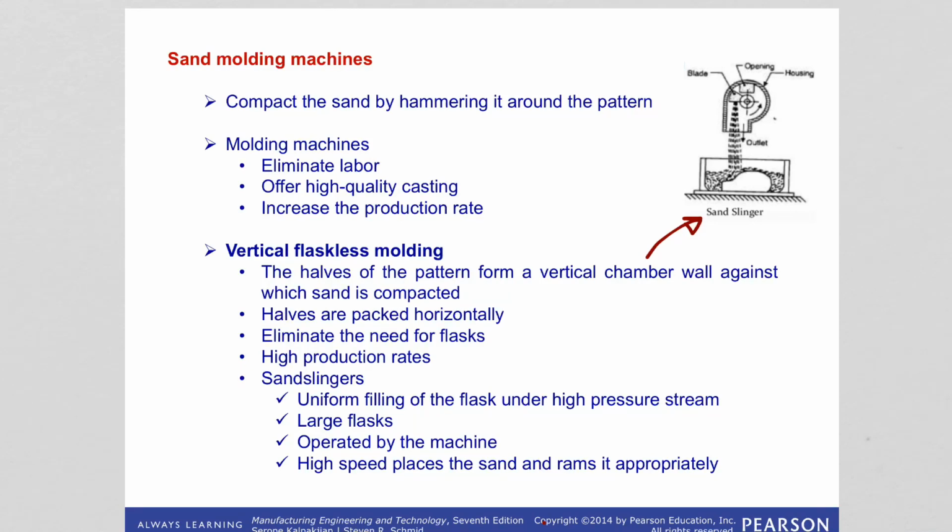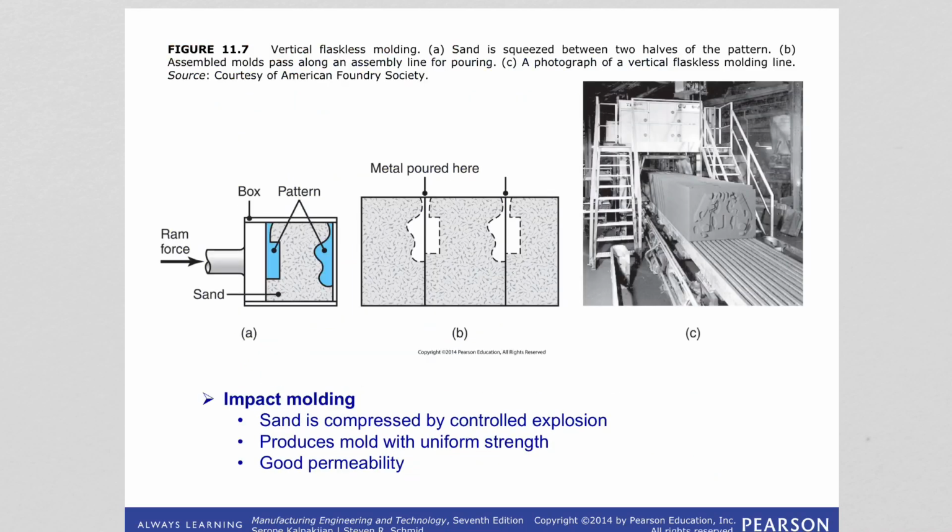So let's see the image of this molding process. Here again, figure 11.7, we are looking at vertical flaskless molding. Sand is squeezed between two halves of the pattern, and as you can see, assembled molds pass along on an assembly line for pouring. And then we are seeing a photograph of a vertical flaskless molding line.